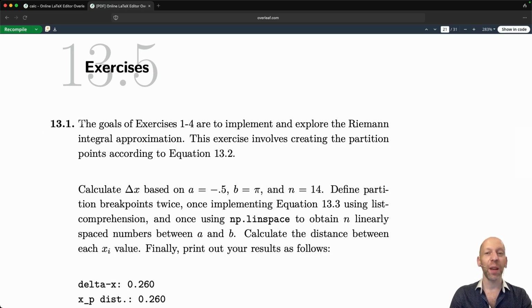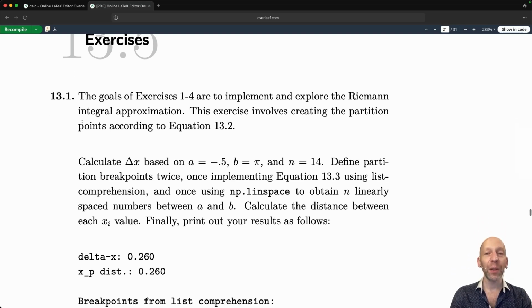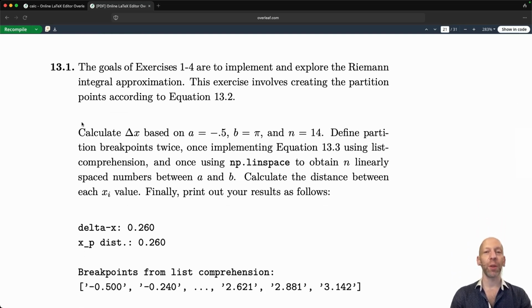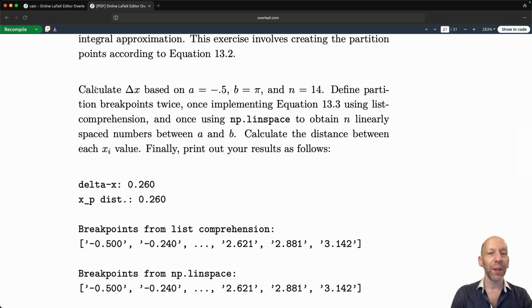But more on that in later exercises. For now, in exercise 1, the goal is to calculate the breakpoints for segmenting a function into a small number of bins for Riemann sum calculations. So in particular, what you want to do is calculate delta x and then the breakpoints for the following parameters. A, the left or lower bound, is minus 0.5. B, the upper bound, is pi, and n is 14. So we want to have 14 segments between minus 0.5 and pi.